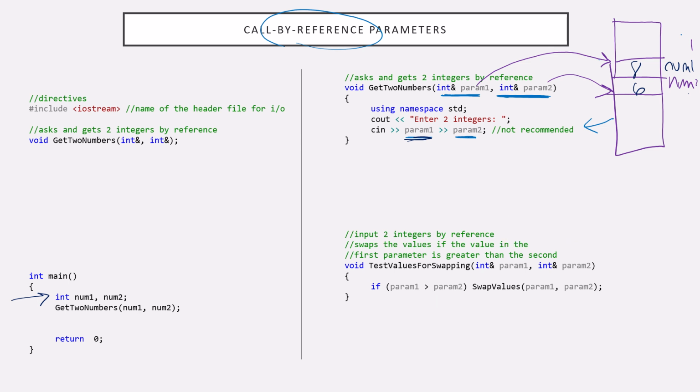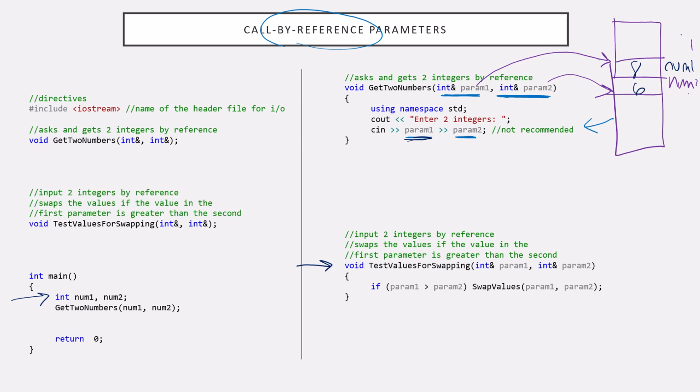So again, this function has a void return type. This is the function prototype or declaration for that function, which is above main. This function tests values for swapping. So the first thing we did is we get our two numbers, and now we're going to test the values for swapping.